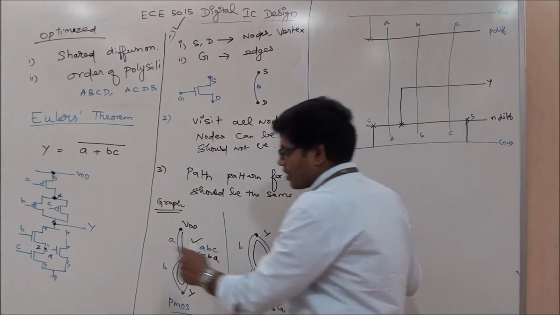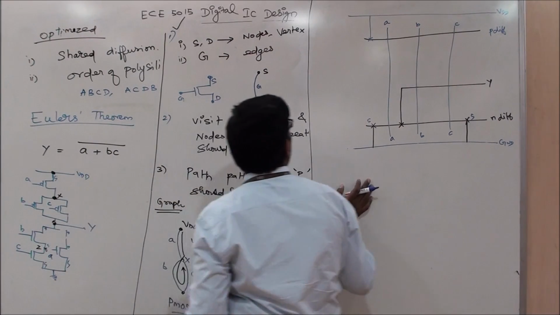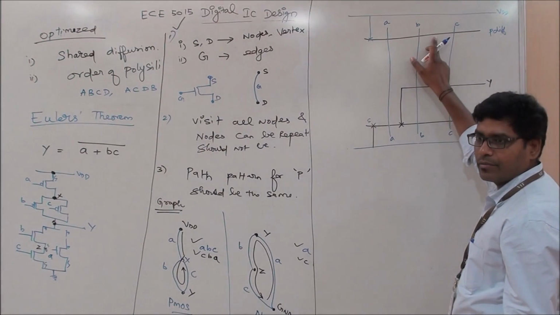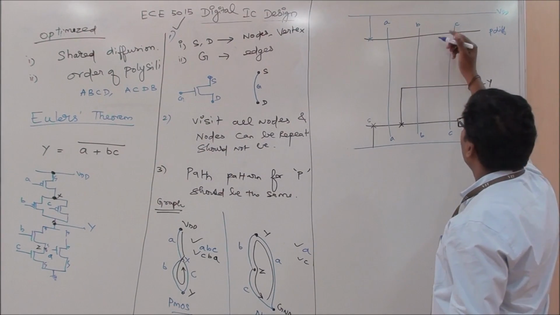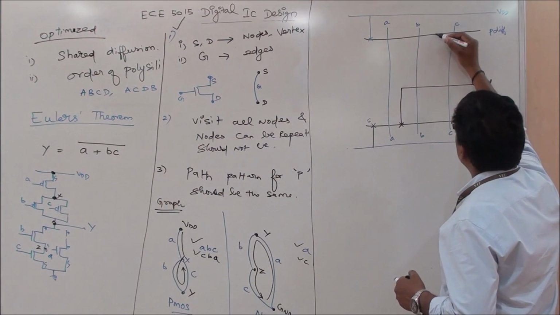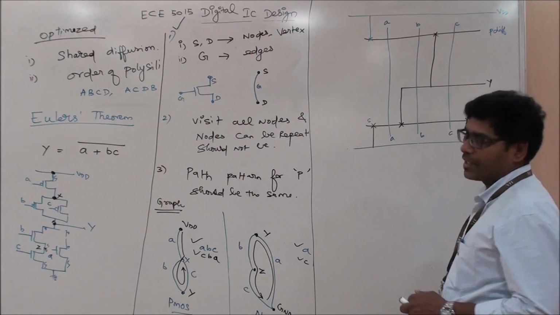Let's look at this. B, C, their common node is being connected with Y. Which is the common node for B and C? This is my common node for B and C. Correct? So I am simply taking that common node and connecting that to Y. So this point is connected.